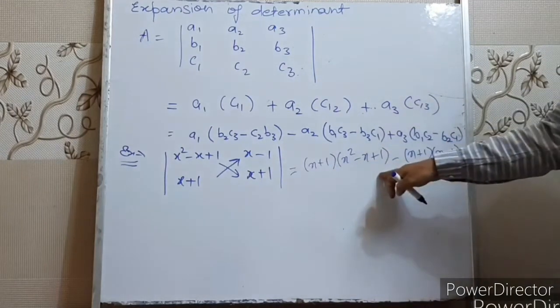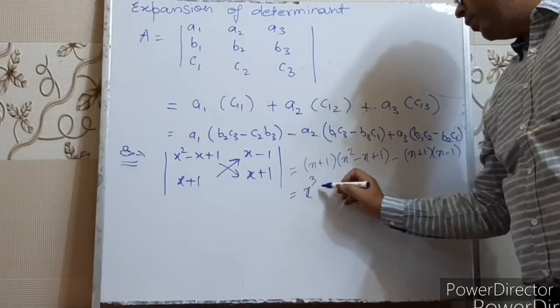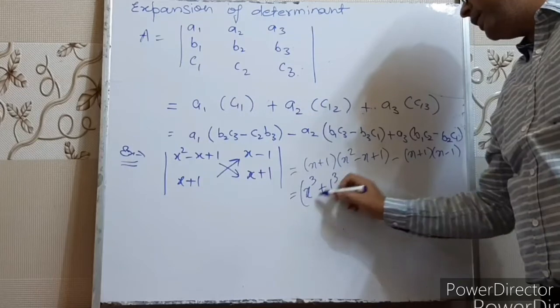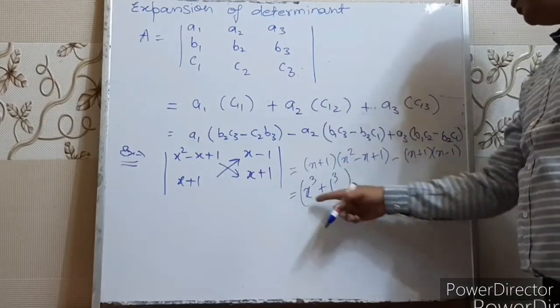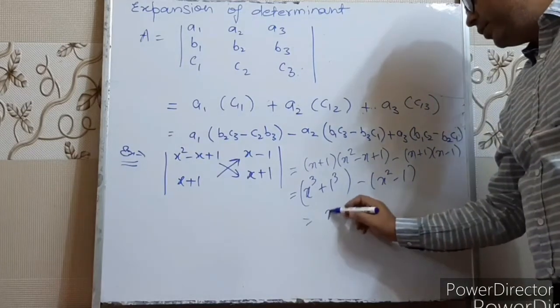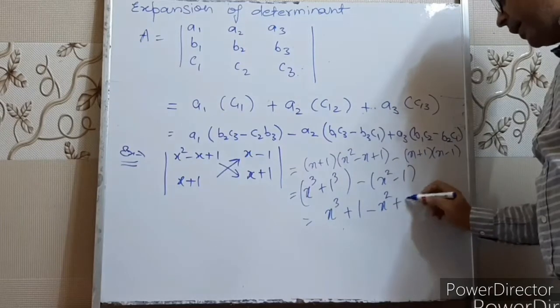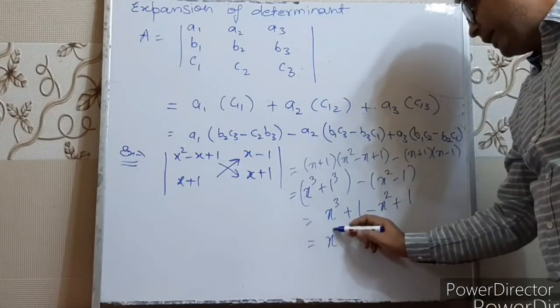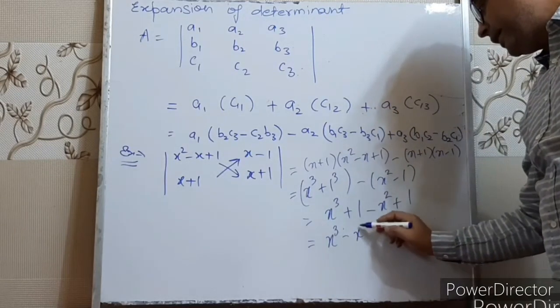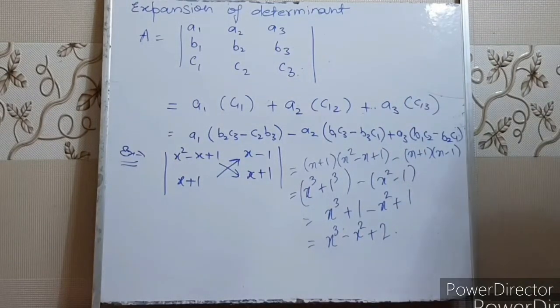We can easily see there is a formula written here. This is the formula of a cube plus b cube, that is b is here 1 and a is x, so it will be x cube plus 1 and this is x square minus 1, right children? So what we are getting here, x cube plus 1 minus x square again plus 1. So the result we'll get is x cube minus x square plus 2. Right children? So now we know how to calculate the value, how to expand the determinant. Please note down.